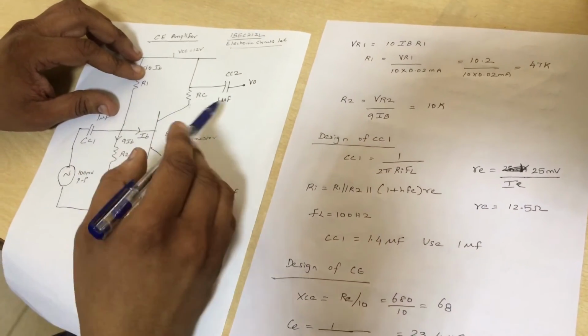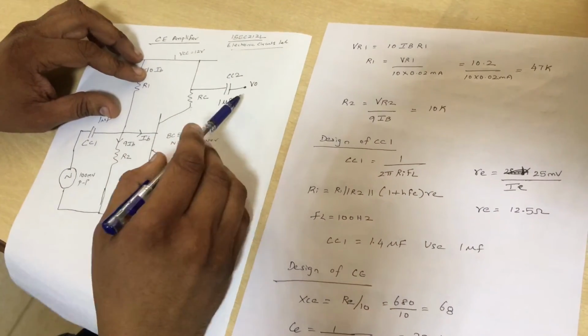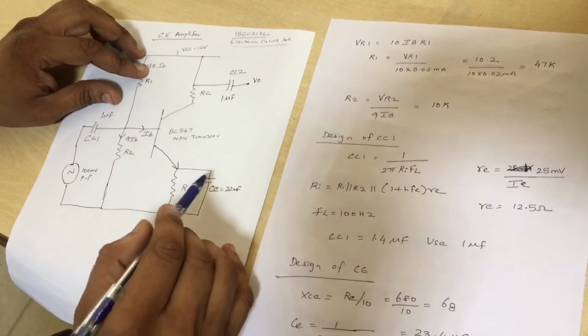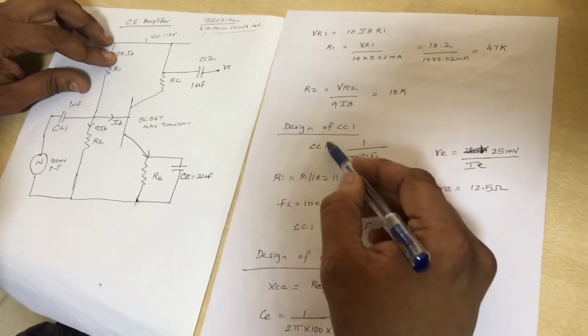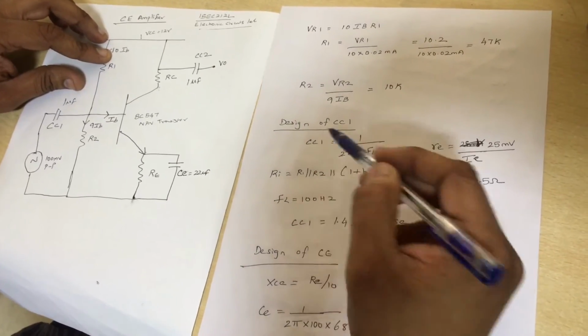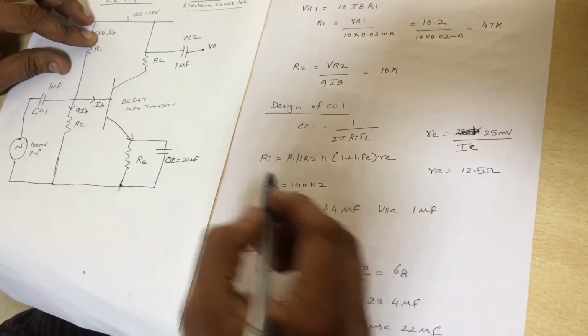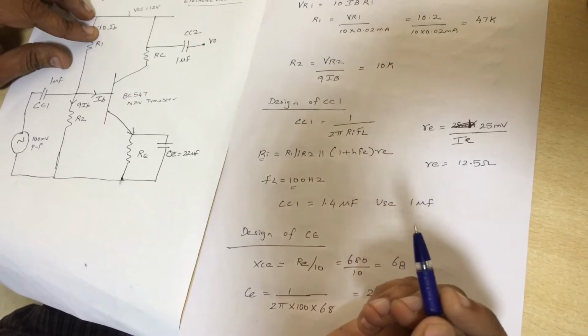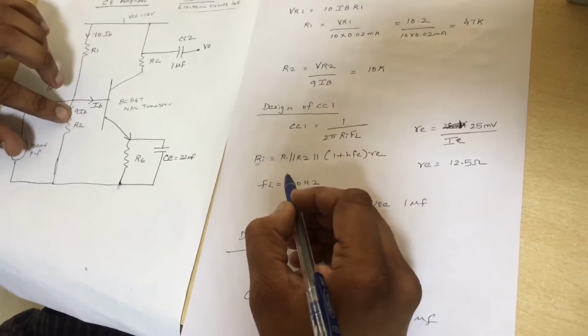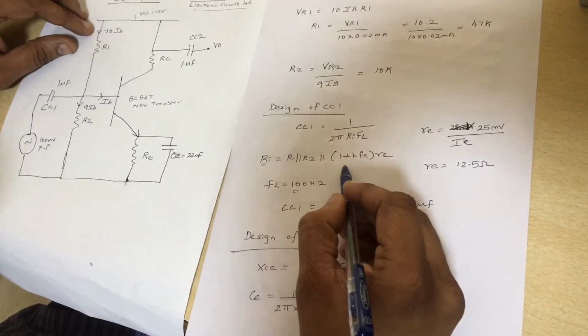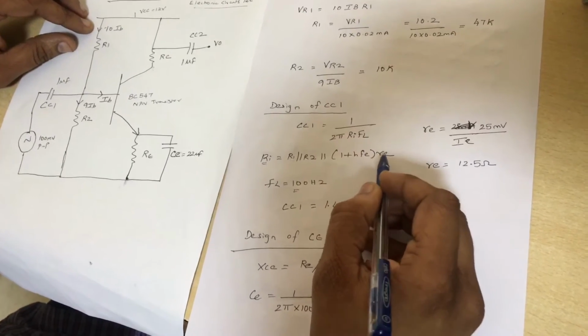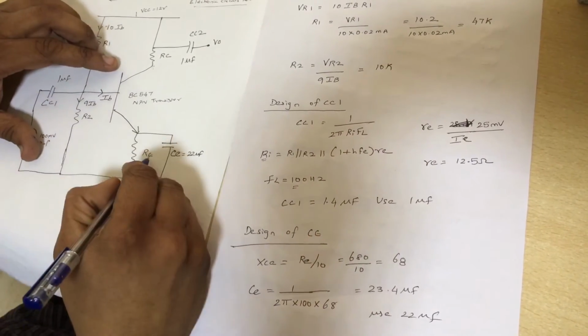The bandwidth or frequency response of an amplifier mainly depends upon the coupling capacitor and the bypass capacitor. So when you calculate the coupling capacitor, I'm going to fix my lower cutoff frequency at 100 Hz. And you know the input impedance of the transistor is R1 parallel to R2 parallel to (1 plus HFE) into RE. Small re, don't confuse it with the capital RE and small R.